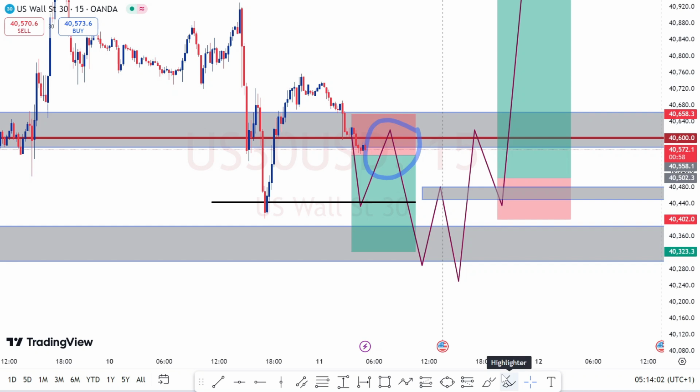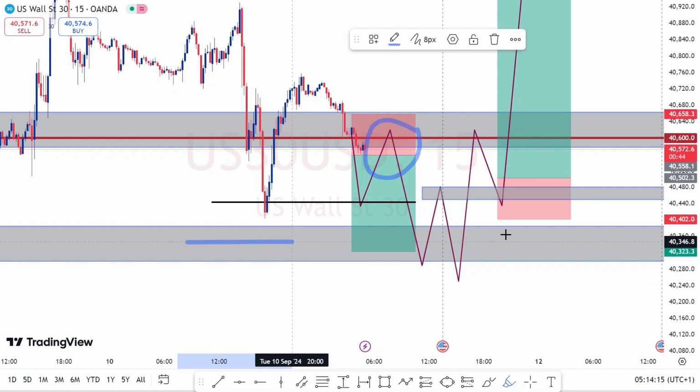Price is first going to react. There's going to be a little bit of consolidation and correction before price decides to push down to this support level, where we are expecting to execute a buy setup.